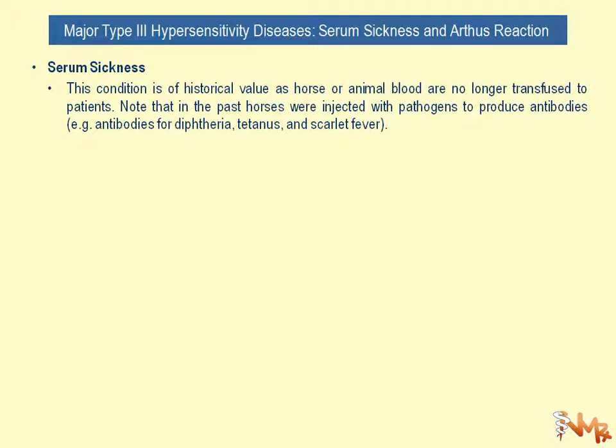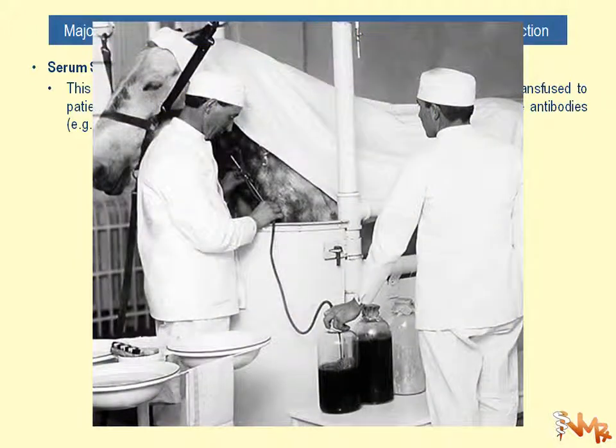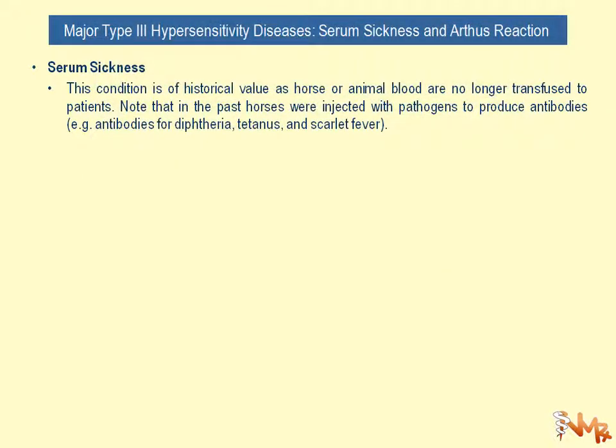This condition is of historical value, as horse or animal blood are no longer transfused to patients. Note that in the past, horses were injected with pathogens to produce antibodies, for instance, antibodies against diphtheria, tetanus, or scarlet fever. But these days, we no longer practice this.